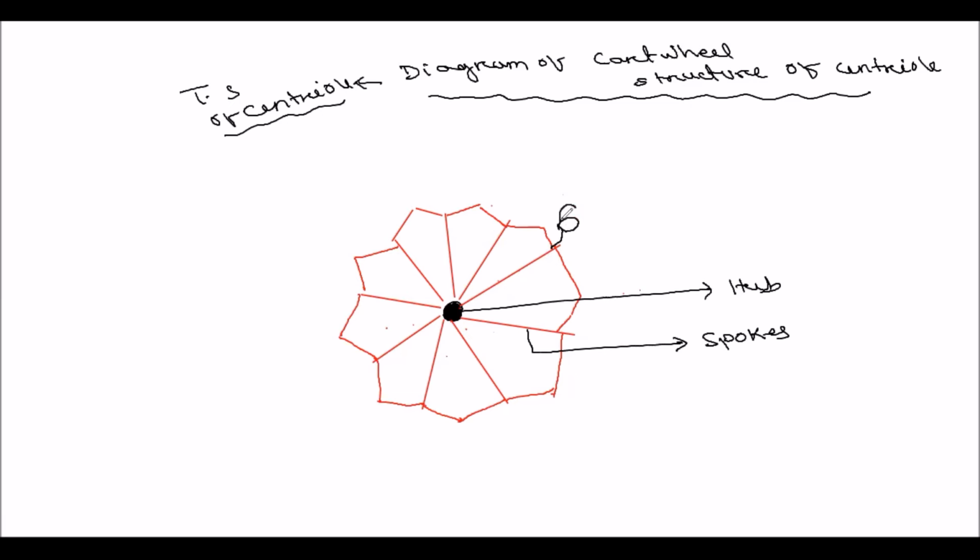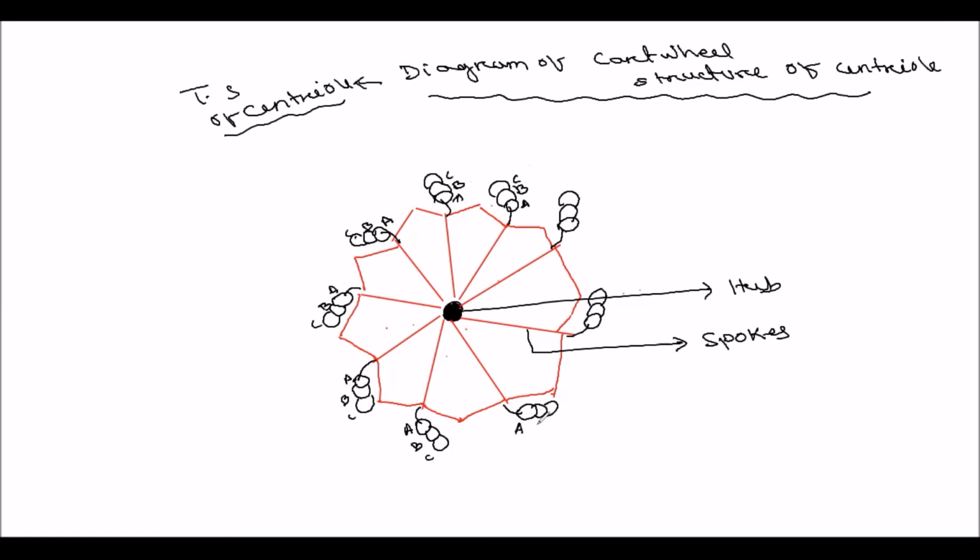1, 2, 3. Okay, and here this is A, this is B, this is C, A, B, C, and so on for each triplet.